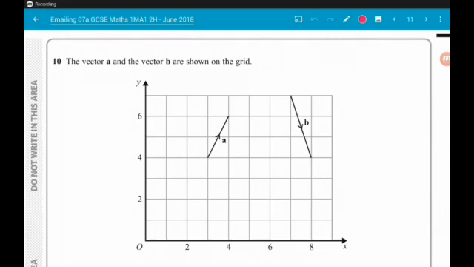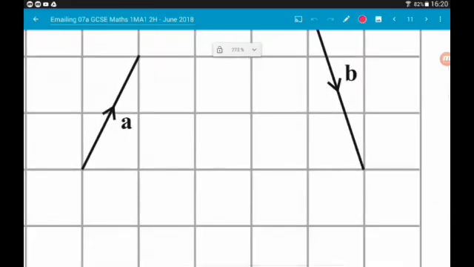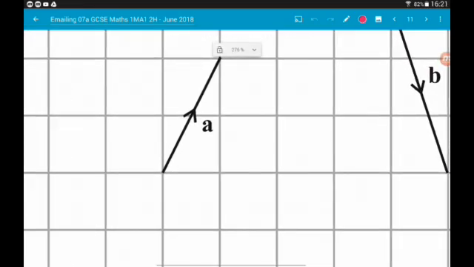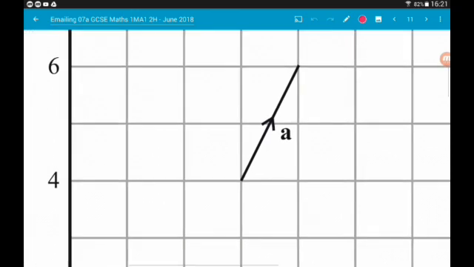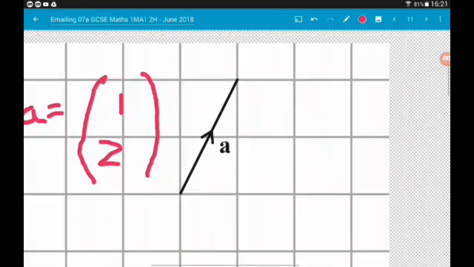And 10, so we got vector A and vector B drawn on the grid. So before we get started, I'm just going to take you over what both of these would be as a column vector. So vector A, well, it takes us one place to the right, so that's a positive one, and then it takes us 2 places up. So vector A as a column vector is 1, 2.